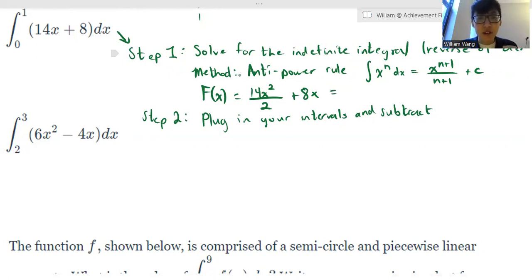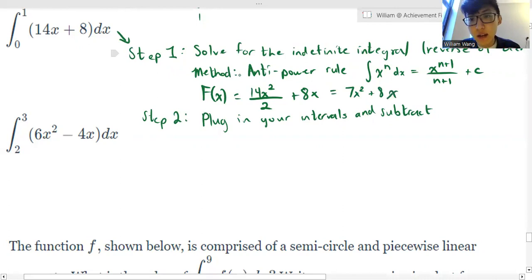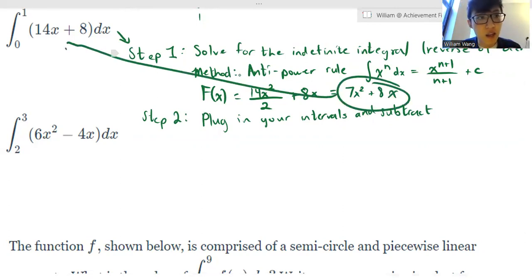But this is my indefinite integral, right? I can simplify this to be 7x squared plus 8x. And if I ever want to test my integral, if I ever want to know if this is correct, I can do the derivative of this, and you'll see the derivative of that is 14x plus 8. All right, hopefully that makes sense.